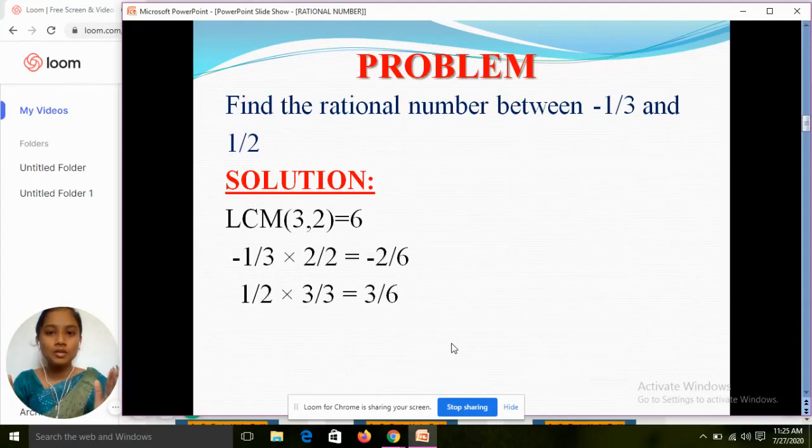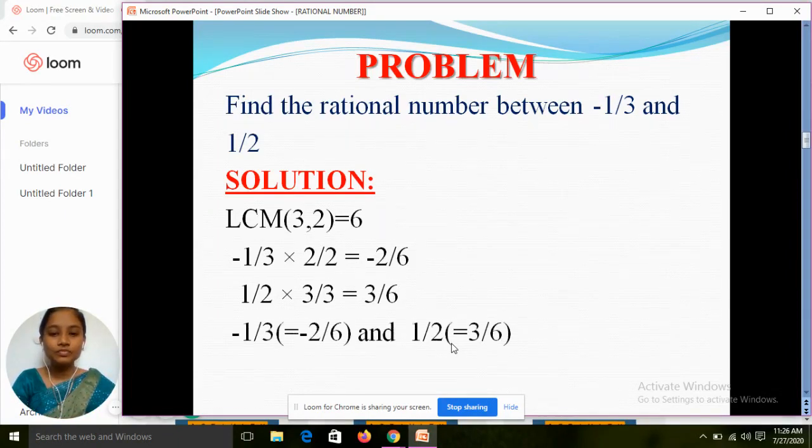So what are the numbers between these two integers, minus 2 and 3? There will be minus 1, 0, 1, 2, and at last 3. So in between we have 4 rational numbers. That is minus 1 divided by 6, 0 divided by 6, 1 divided by 6, 2 divided by 6, and at last 3 divided by 6. So between these two rational numbers we got rational numbers in between.